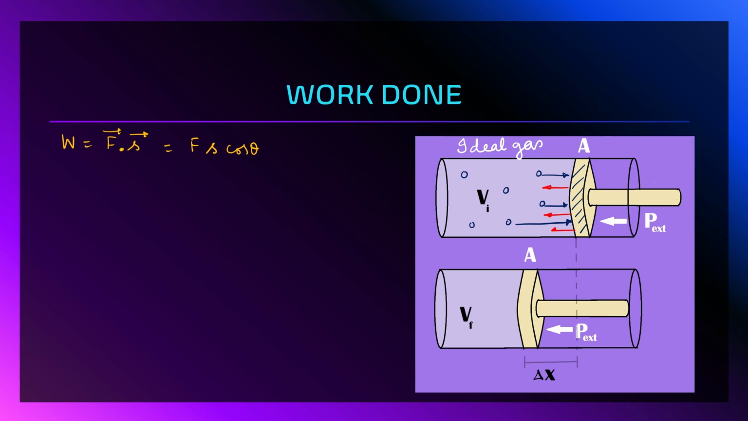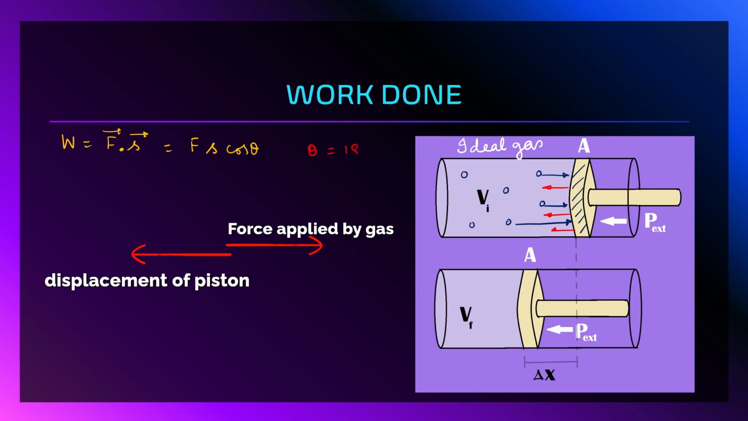But the force applied by the gas on the piston is in the opposite direction. So what is the angle between the force and the displacement? Force applied by the gas inside it and the displacement. The angle is going to be 180 degrees. Hence, here we can write Fs cos 180, which is -1, so the work becomes negative.